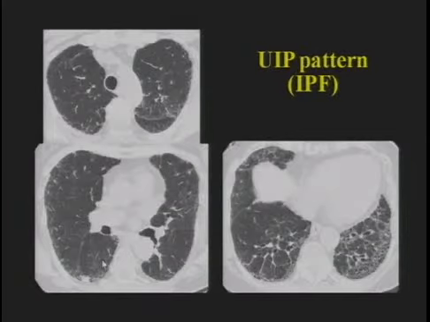Now here's an example of a UIP pattern on high-res CT. There's reticulation in the upper lobes and in the mid-lung zones, but the disease predominates at the lung bases in the posterior subpleural lung. There's reticulation. We can see little irregular reticular opacities here and there, and then we see honeycombing. There are no atypical features, so this is a UIP pattern. If this person has no known associated diseases, this is IPF, period.